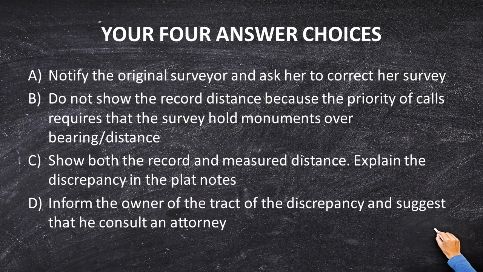A: Notify the original surveyor and ask she correct her work. B: Do not show the record distance because the priority of calls requires you to hold the monuments. C: Show both the record and measured distance and explain the discrepancy in the plat notes if possible. D: Inform the owner of the tract of the discrepancy and suggest that he contact an attorney.